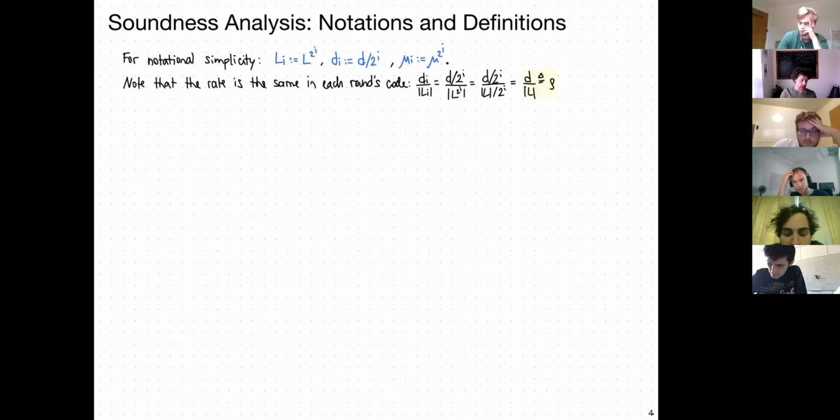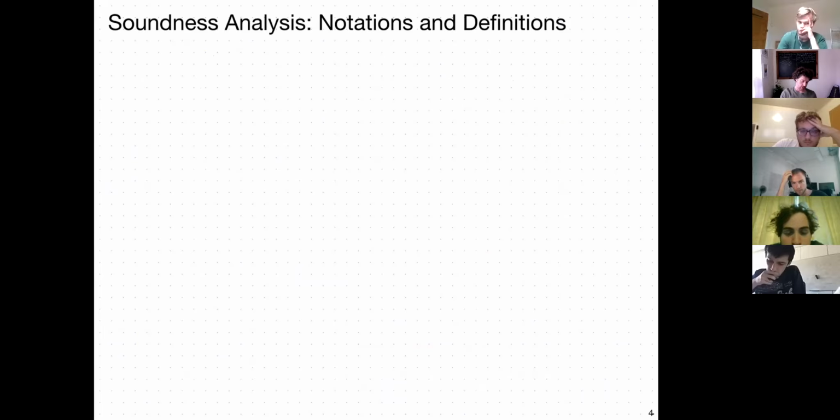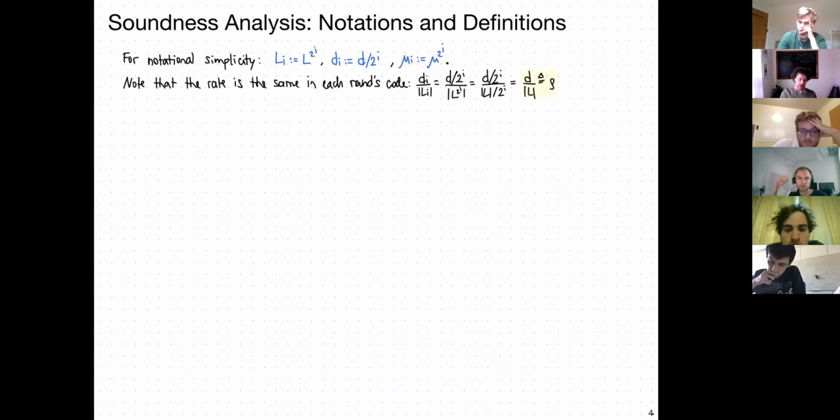And notice that the rate of the code, and what is the rate of the code in this case? It's the amount of information which is captured by the degree versus the size of the domain in which we evaluate. So this always remains constant, because we start with D and then we look at degree D over 2, but also a domain of size L over 2. So it just remains constant, and we'll denote this constant by rho for rate.